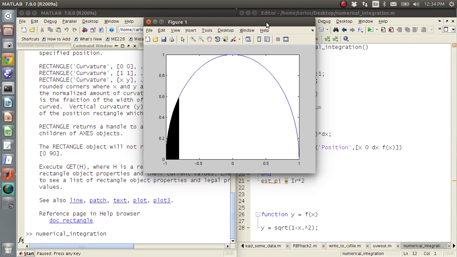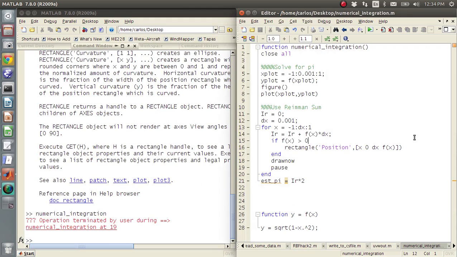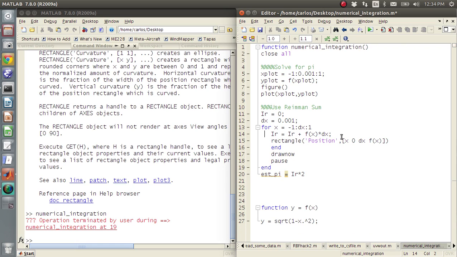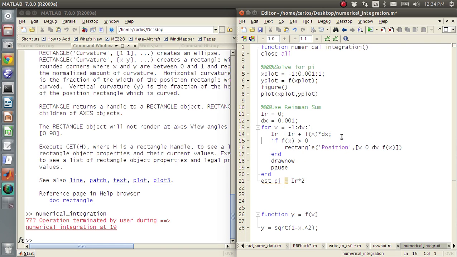So you can see that the Riemann sum is not doing that great. So the better thing to do is to, I'll just comment out this rectangle. That way it's still there.